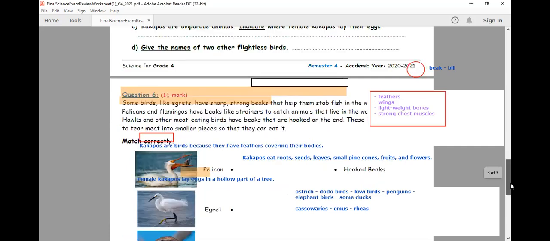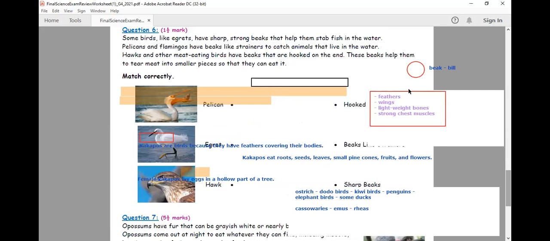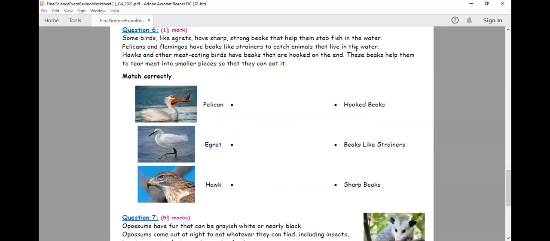Birds also have different shapes of beaks, and this depends on the food they feed on. Okay? So they're saying in the paragraph that some birds, like egrets, have sharp beaks to stab fish in water. So what do egrets have?